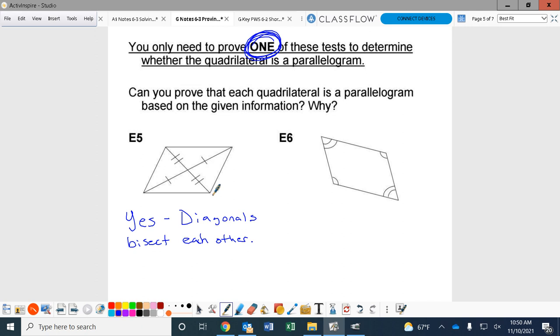Okay, for the next one. Yes or no on this one? Based on this picture, do you see enough to say yes or no? Yes. And what is the rule that it meets? What proof do you have? Both pairs of opposite angles are congruent. Okay, both pairs of opposite angles. You have to know the rules, guys, because they're going to be what you write down for these. Both pairs of opposite angles are congruent.